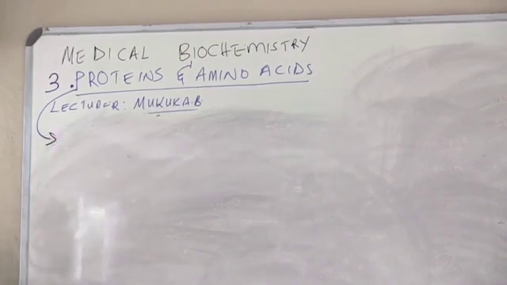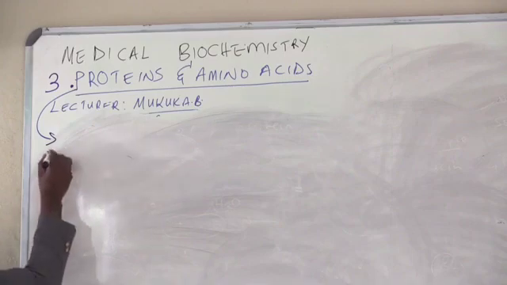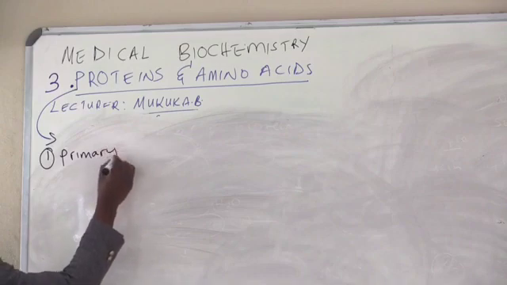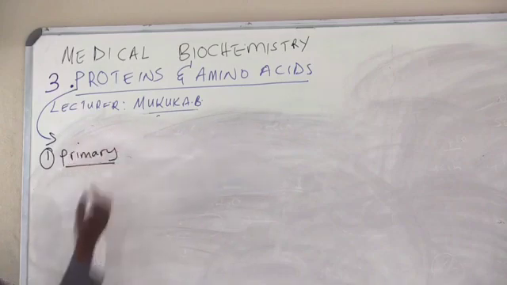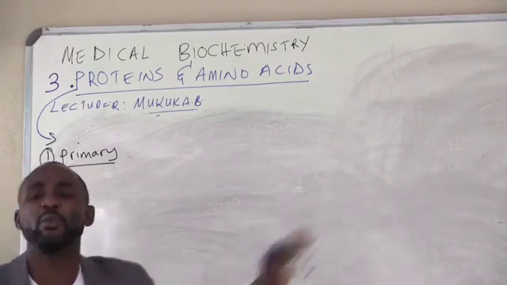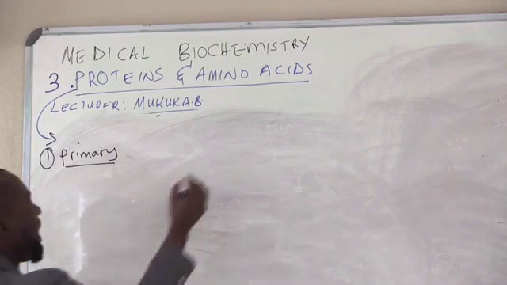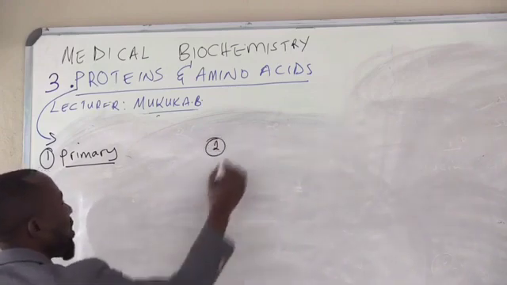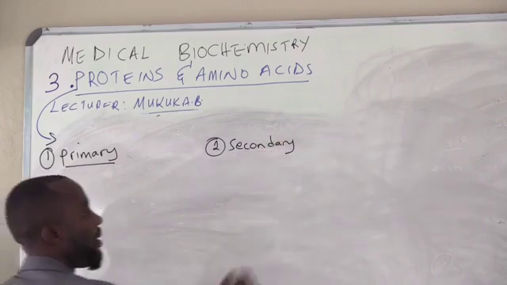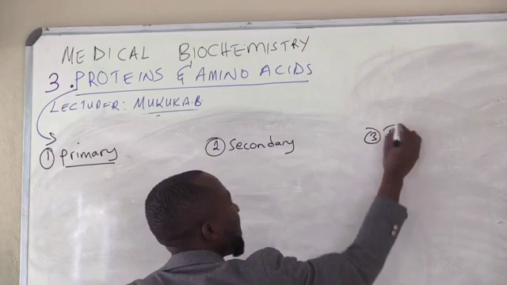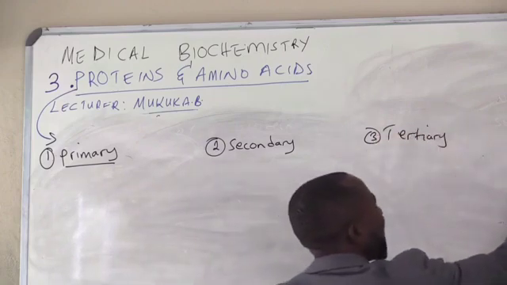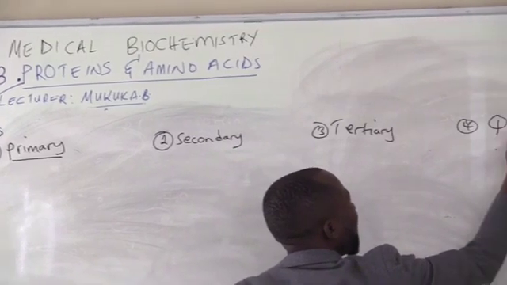So we have 4 groups of proteins. The first group of proteins is called a primary structure. And I'm going to use the whole board in order to show you the 4 groups. The next group of proteins that we talk about is what we call a secondary structure of a protein. The third group is tertiary structure of a protein. And lastly, we have quaternary structure of a protein.